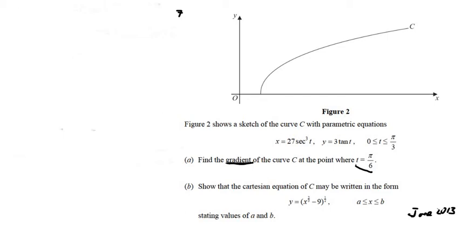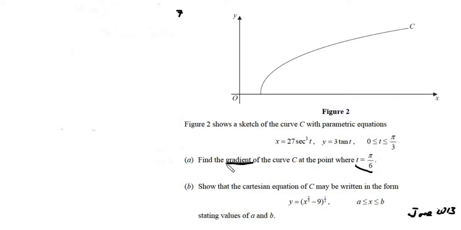Okay, so this is an interesting question. It's question 7 from June 2013 Edexcel. Figure 2 shows the sketch of the curve C with parametric equations, yada yada yada. Part A: find the gradient of the curve at the point where t equals pi over 6.